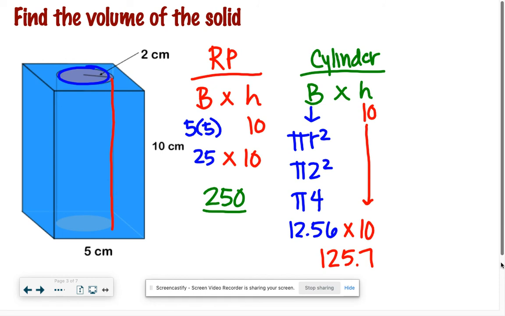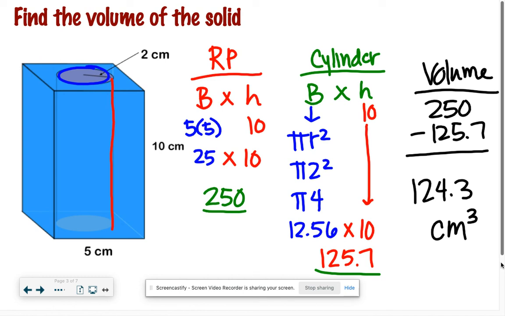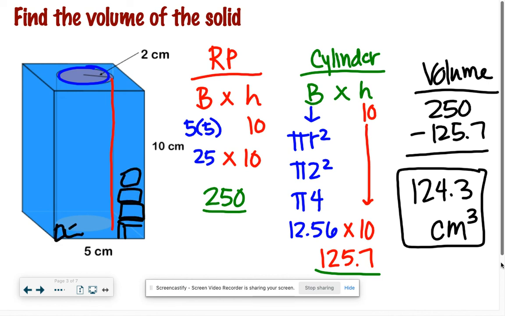Okay, anyways. So now that we have our two volumes, I cut out that cylinder from that rectangular prism, so we need to subtract. So our total volume here, we're going to subtract our two volumes. So 250 minus 125.7 gives us a grand total of 124.3 centimeters. Okay, what's our unit? Since it's volume, it's cubic centimeters. So we'd be able to fit in 124 of those little cubes all the way around our solid.